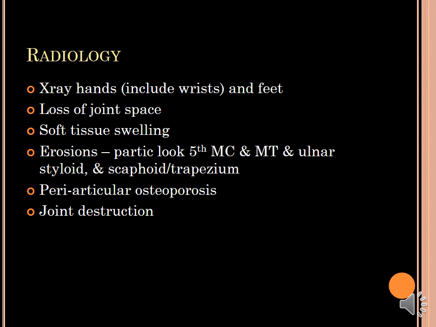Regarding radiology, X-ray of hands and feet shows loss of joint space, soft tissue swelling, and erosions, particularly of the fifth metacarpal and metatarsal joints, ulnar styloid, and scaphoid and trapezium. These are the bones which are commonly eroded in rheumatoid arthritis. Periarticular osteoporosis and joint destruction are all features which can be found in imaging of rheumatoid arthritis.